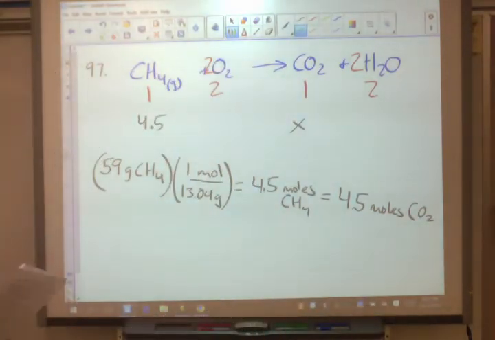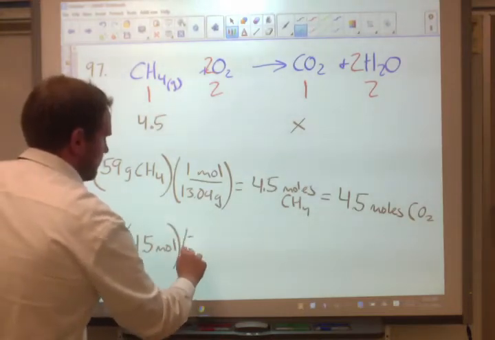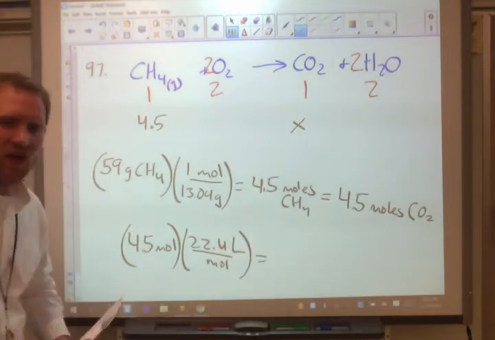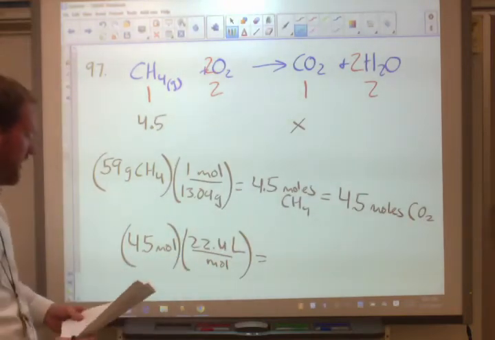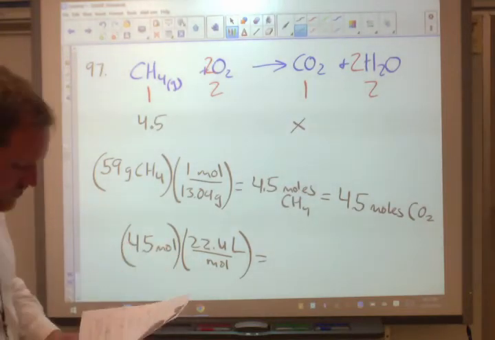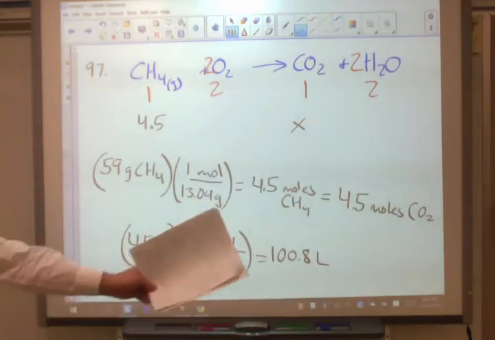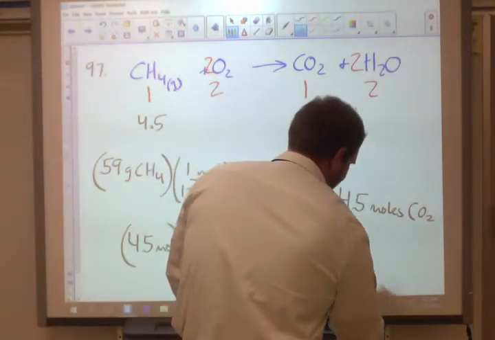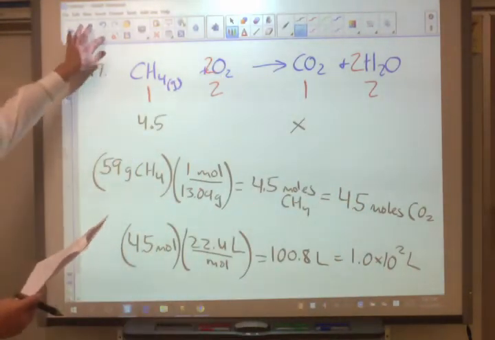Now, if we assume this is at STP, we can use our shortcut. We can say 4.5 moles times 22.4 liters per mole. If it weren't at STP, I would have to tell you the T and P, and you would use the ideal gas law to find the volume. But for this case, we can just say this times that, which gives you 100.8 liters. And we need 2 sig figs here, so it's a little tricky. The only way to write this number with 2 sig figs is 1.0 times 10 to the second liters. That's my answer.